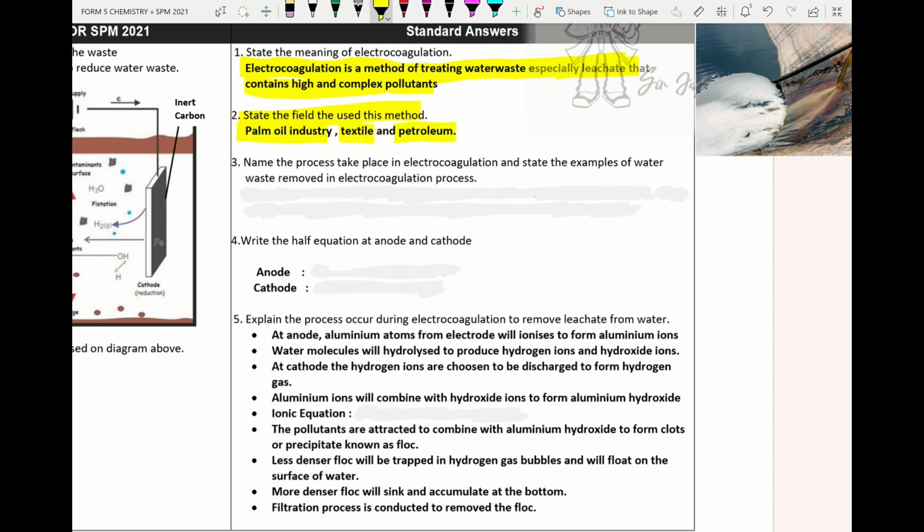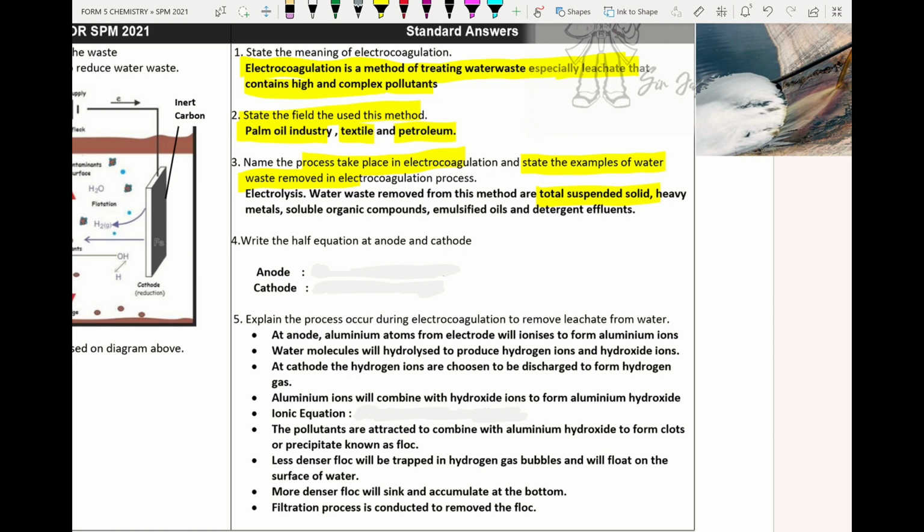All right, name the process that takes place in electrocoagulation. The name of the process is electrolysis. State examples of waste removed through this electrocoagulation. The waste removed by this method is total suspended solids, heavy metal ions, soluble organic compounds, emulsified oils, and detergent effluents.